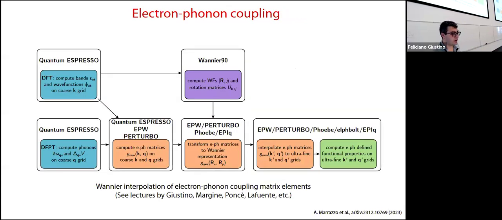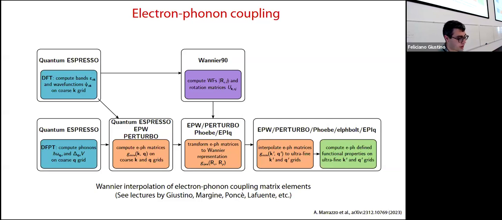Of course, the key application of this school is electron-phonon, so I won't even discuss that. I will just show you this picture, as an introduction. So you get your band structure with Quantum ESPRESSO, and phonons and electron-phonon matrix elements. With Wannier90, you get Wannier functions and this unitary rotation, and then you interpolate the electron-phonon matrix elements on ultra-fine q-point and k-point grids, and you go on with trying to calculate your property, or the property you're interested in. Could be superconductivity, could be mobility, and so on.